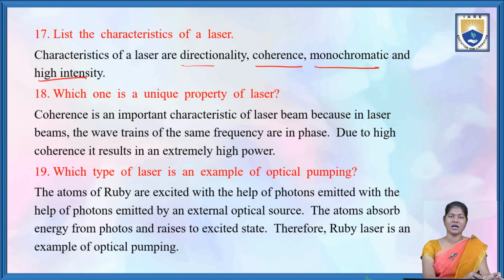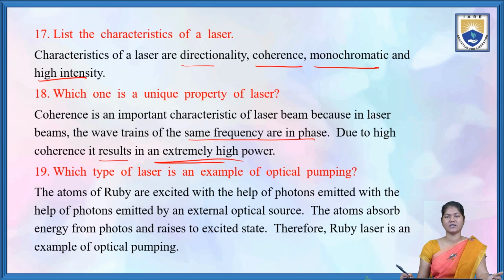Which one is a unique property of laser? Coherence is an important characteristic of a laser beam because in laser beams, the wave trains of the same frequency are in phase. Due to high coherence, it results in an extremely high power.